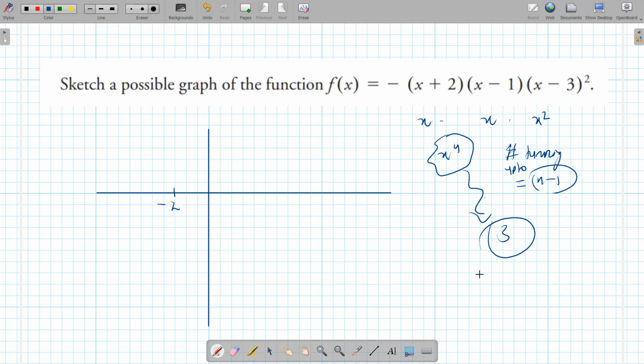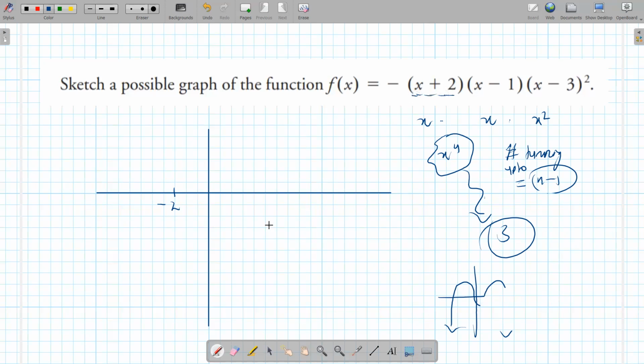Step 2, we know this is degree 4 opening downwards, so it's going to look like this, a rough sketch. It's going to look like an M. If it was degree 3, this is x cubed, it's going to look like that. We don't care about degree 3 for this question. We'll do that later.